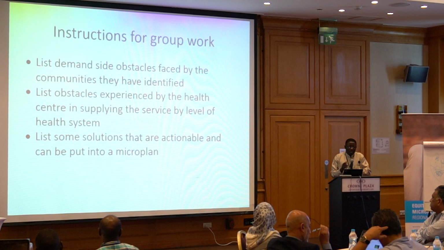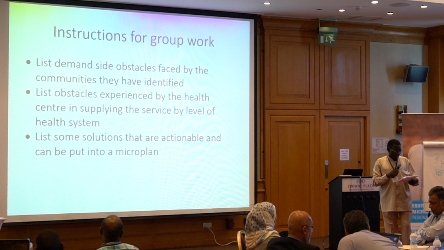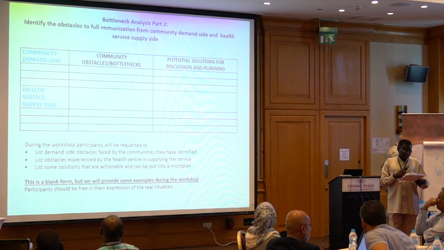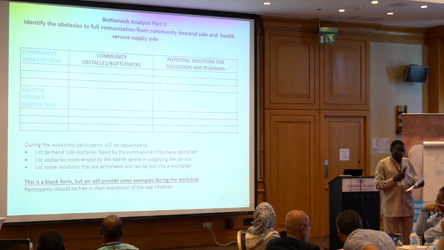We have a table, which is table three, in our working booklets. Identify the obstacles to full immunization from the community demand side and the supply side. On the supply side, you may extend it to have these other levels, so that when you put a problem or cause there, it directly tells you who should address it.